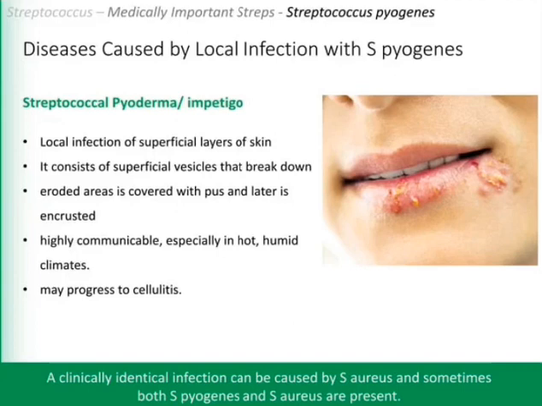Streptococcal pyoderma or impetigo is a local infection of the superficial layers of the skin. It consists of superficial vesicles that break down. The eroded area is covered with pus and later is encrusted. It is highly communicable, especially in hot, humid climates, and may progress to cellulitis.